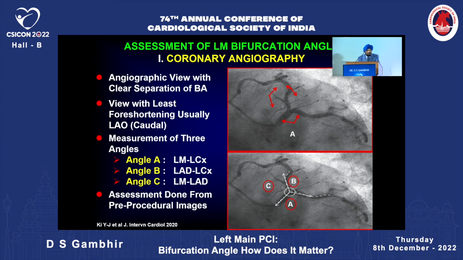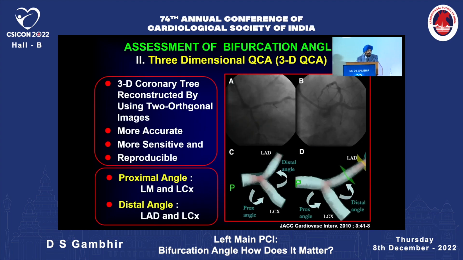And in this view, we look at three different angles. The angle between the left main and the circumflex is often called angle A. Then between the LAD and circumflex is called angle B, and angle C is between the left main and the LAD. However, the importance of these three angles may vary in the hands of different operators. There are different studies, with conflicting data. But most often the angle which is used to decide the strategy is angle B, which is between the LAD and circumflex.